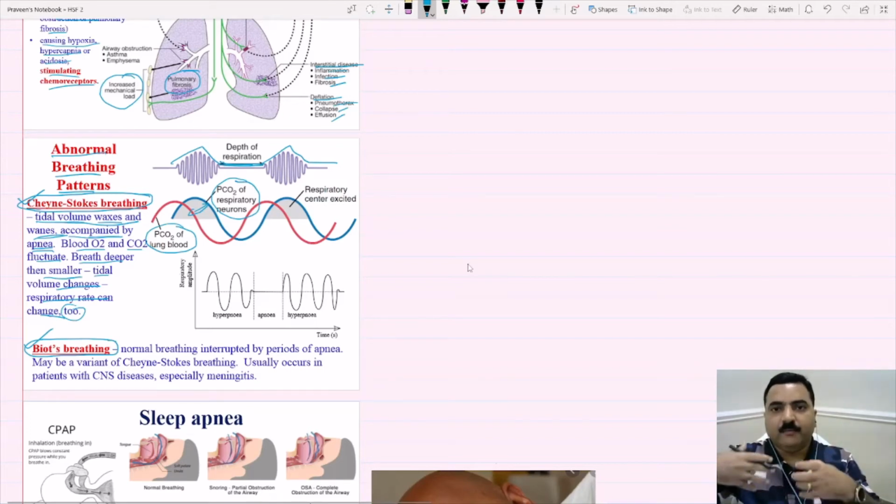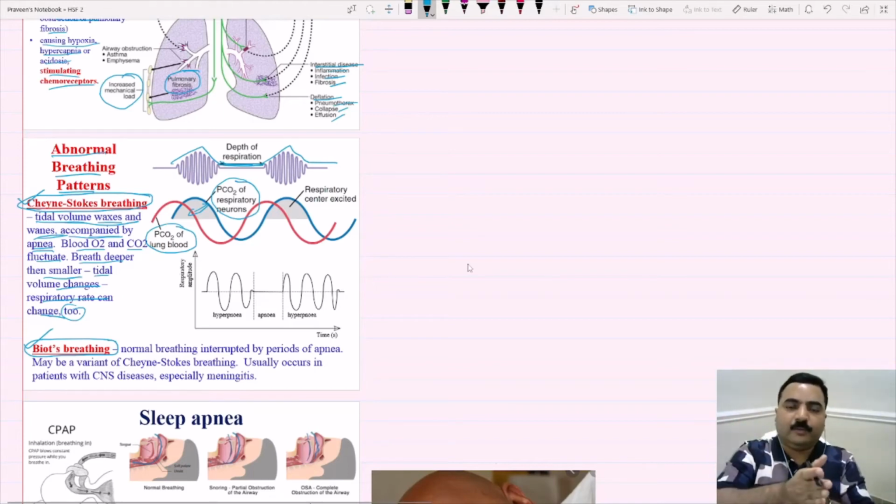But when the brain increases the respiratory rate, you blow out a lot of carbon dioxide. After some time, that lack of carbon dioxide will reach the brain. When it reaches the brain, what will happen? The brain stops the ventilation because of the lack of carbon dioxide. We have seen before, when the partial pressure of carbon dioxide falls from 40 to below 35, what will happen? The ventilation will stop. That's why you get apnea.